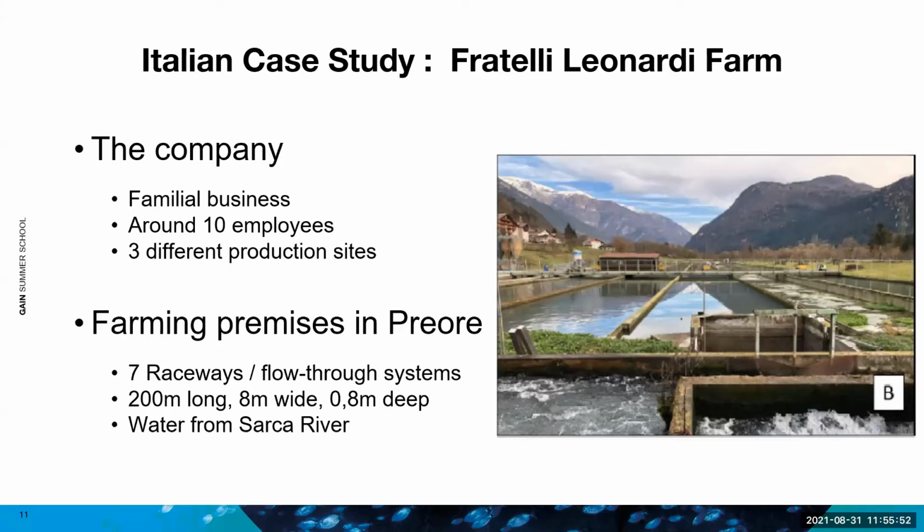This farm has 7 raceways, or flow-through systems. So to be clear, it means that the water comes from the river, passes through the raceway where the fish are grown, and then goes back again into the river. The raceways are 200 meters long, 8 meters wide, and 0.8 meter deep. The water comes from the Saka River, and it's quite important in the area because there are several farms that are using this water.